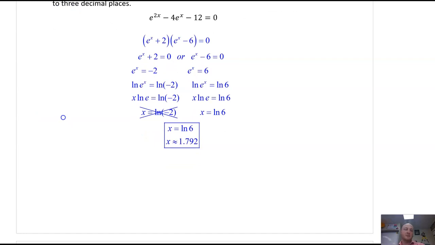This would be e to the x plus 2 times e to the x minus 6 equals 0. So if you have this, you can go ahead and solve each one by setting them equal to 0. You get e to the x equals negative 2. There's a domain issue there. You cannot take the natural log of negative 2, so we throw out that answer, and on the other side we have x is equal to the natural log of 6.